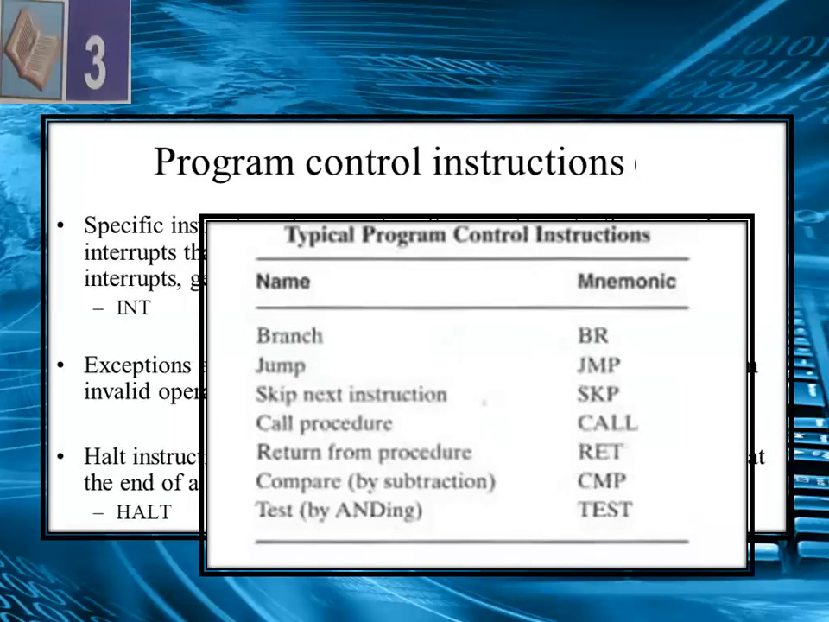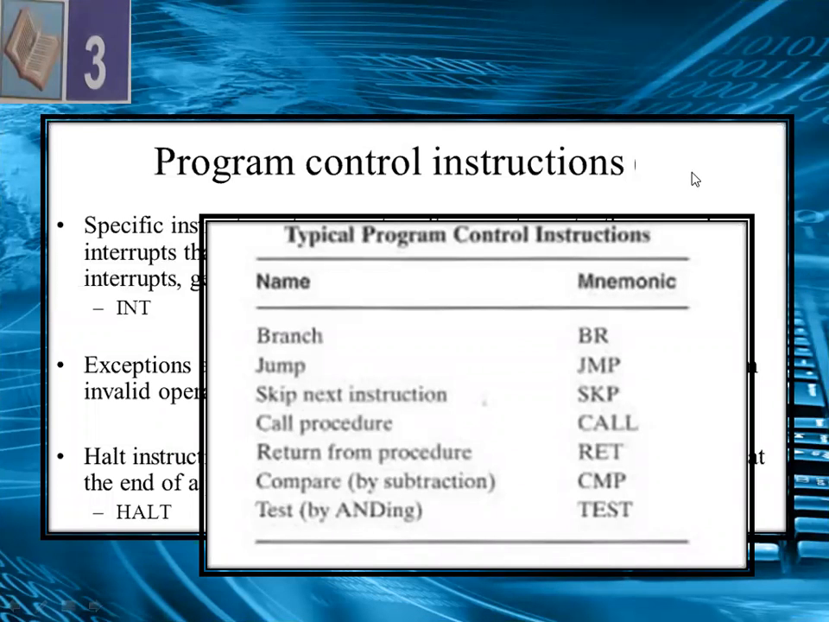We have different program control instructions like branch, BR, jump, JMP, skip next instruction, SKP, call procedure, CALL, return from procedure, RET, compare by subtraction, CMP, test by ANDing, TEST. So these are typical program control instructions which are used to control your program with the help of these codes.